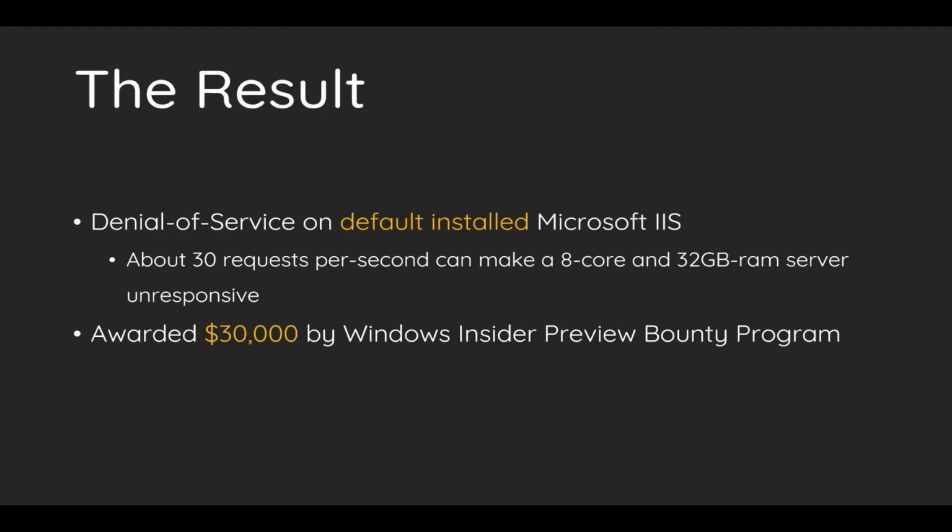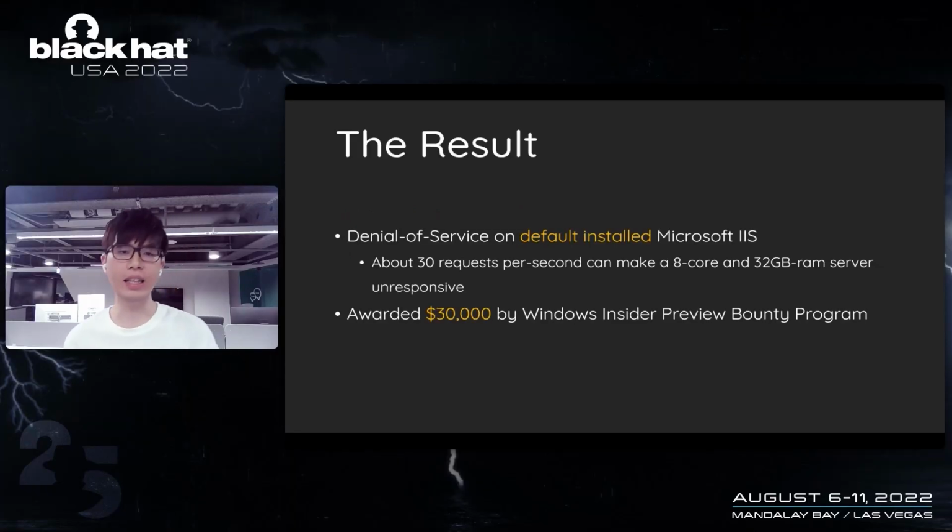The result is that we can make a server unresponsive with about 30 connections per second. This is not an unreasonable number because IIS can handle thousands of connections easily and concurrently. Because this bug affects Windows by default, we were also awarded a good amount of bounty.